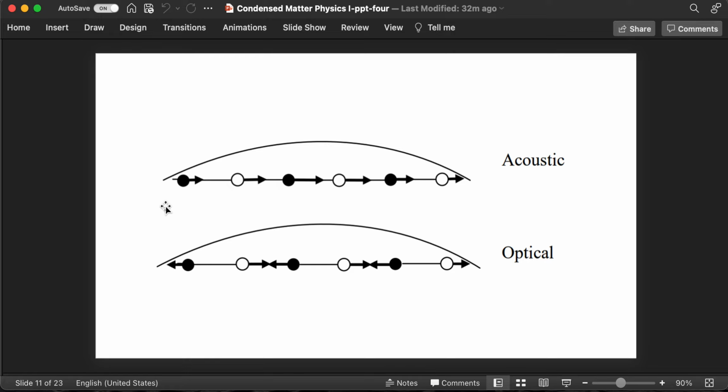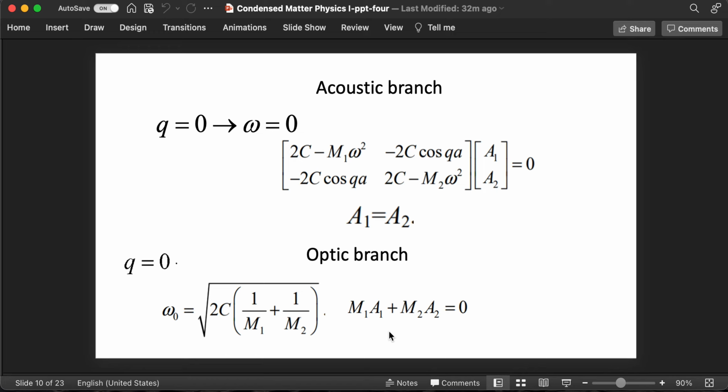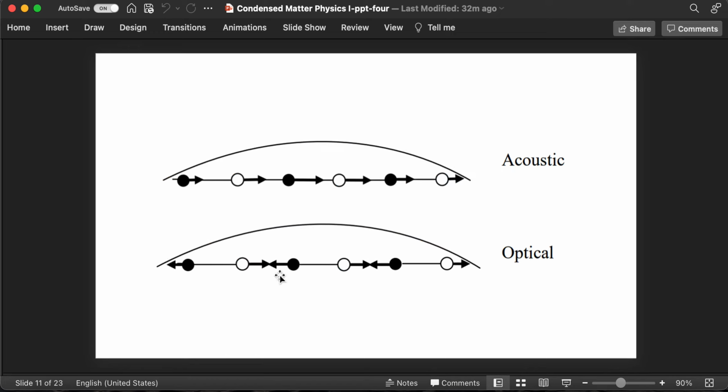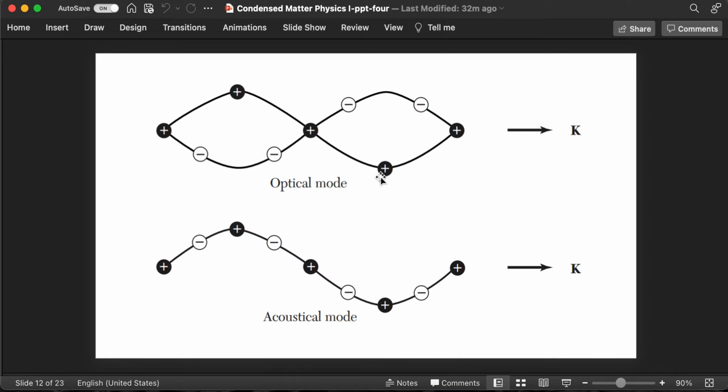So in the acoustic mode at q equal to 0, both the atoms are traveling the same; in the longitudinal case they are displaced in the same direction, but in the optical mode they are displaced in the opposite direction. So this condition, you can easily see, means that the center of mass remains the same. So you can see that the displacements are opposite, but the center of mass remains static, it doesn't move. So this is for longitudinal modes. The same thing I can write for transverse modes as well.